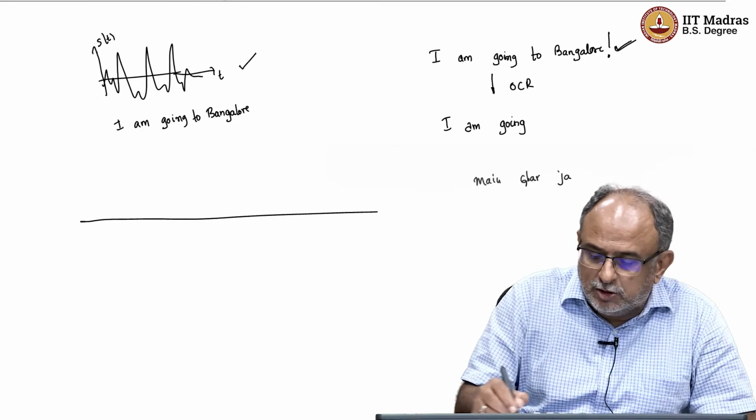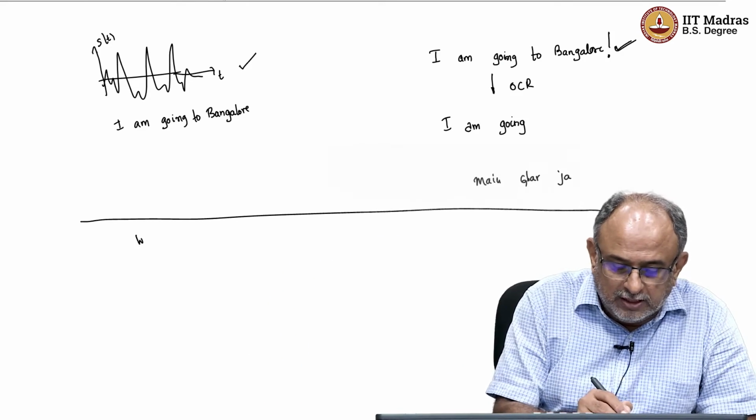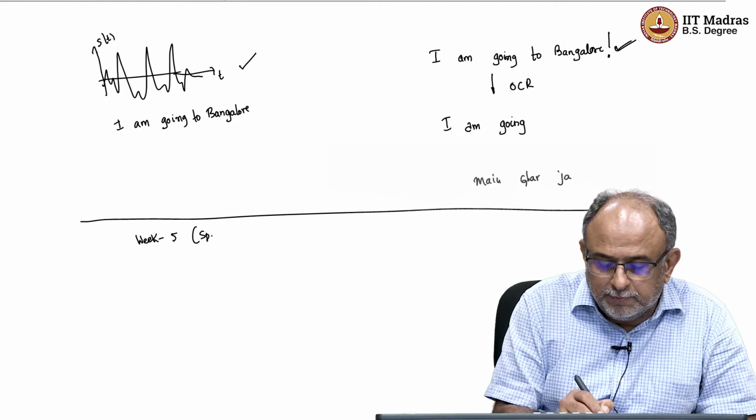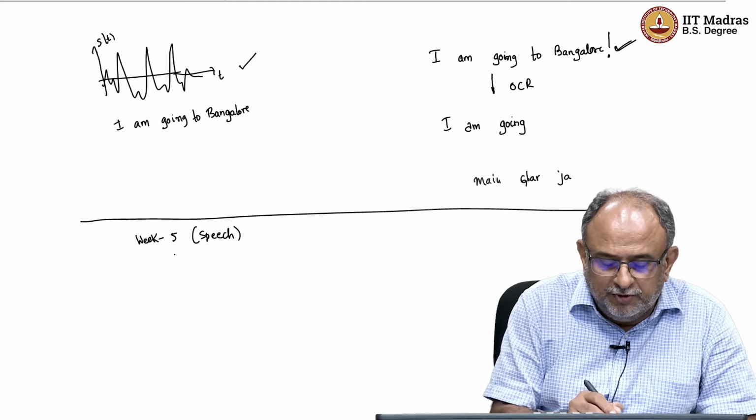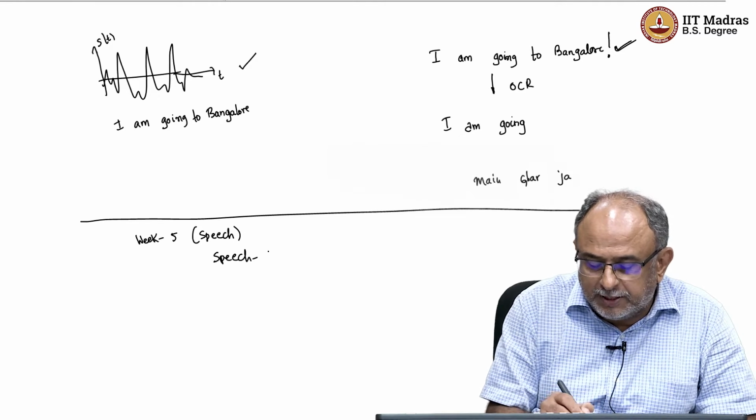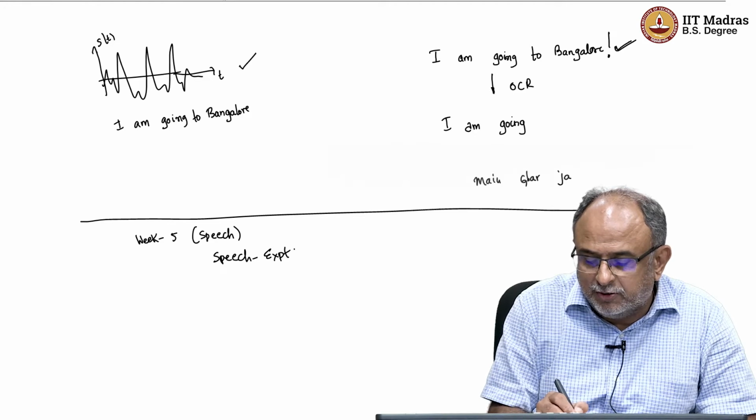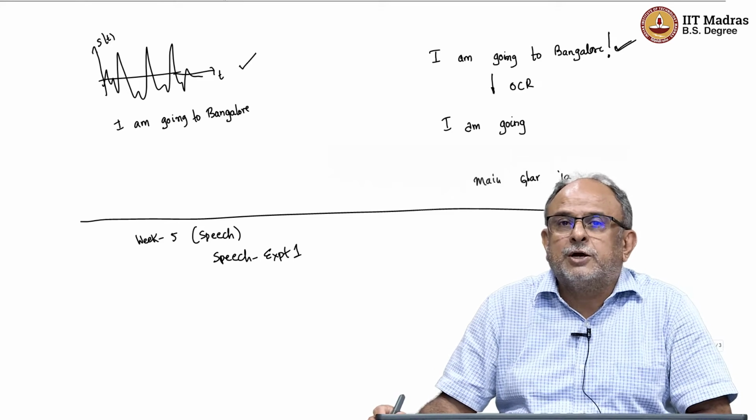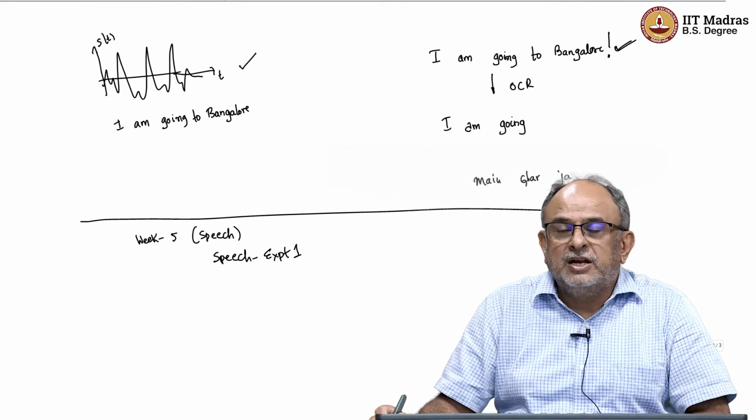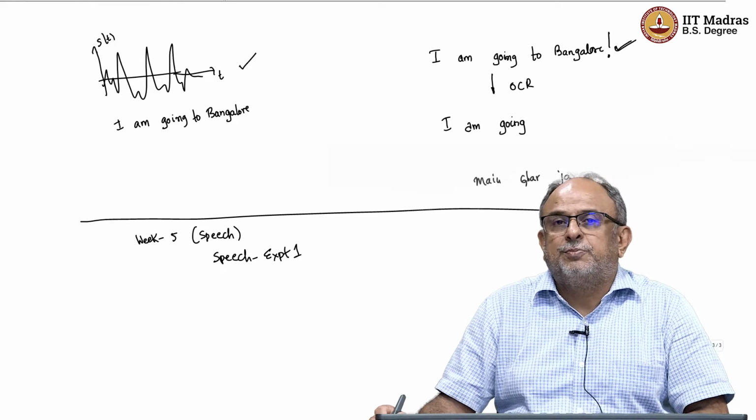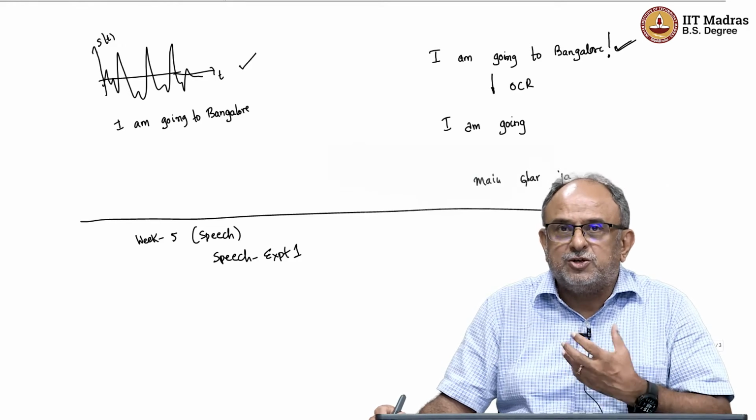So, the first task that we will do, which I will call week 4, sorry, this will be week 5, which is a speech part. Okay. Week 5, so speech experiment 1 we will try. In this experiment, our goal is very, very simple. We want to identify, given the speech signal, the language of the spoken speech clip.